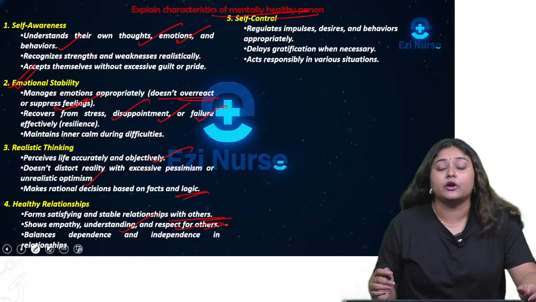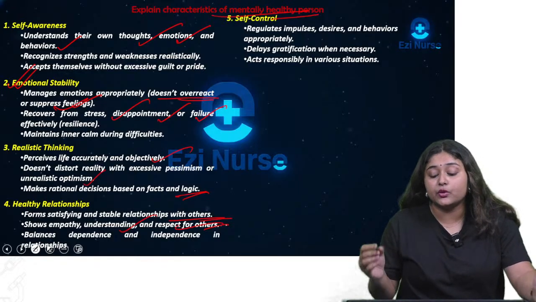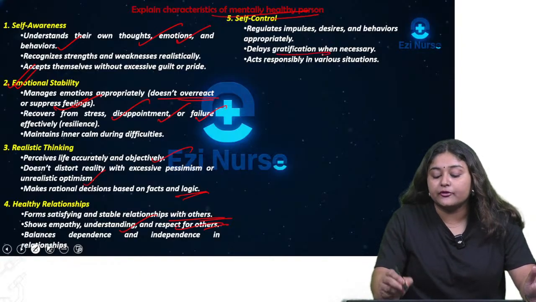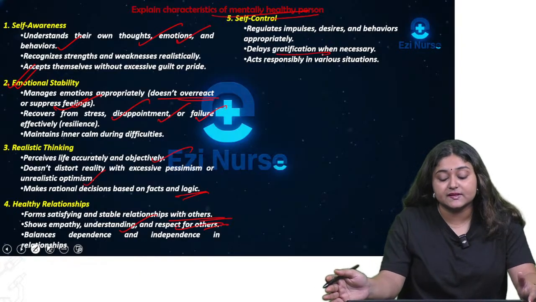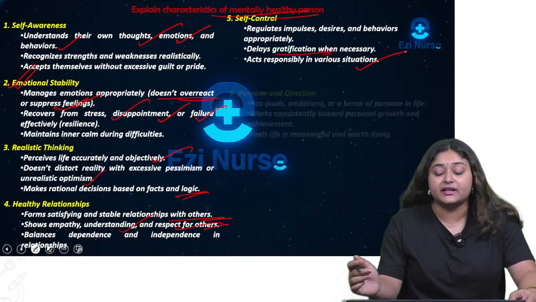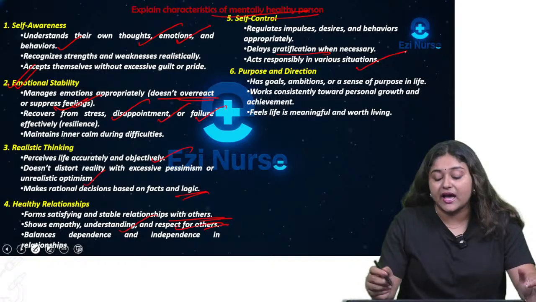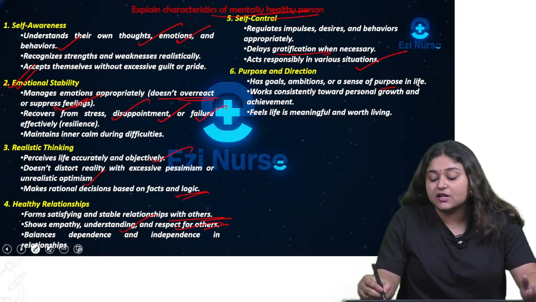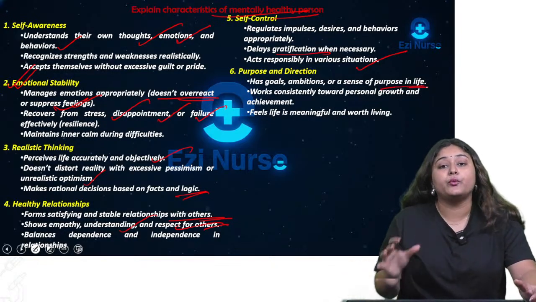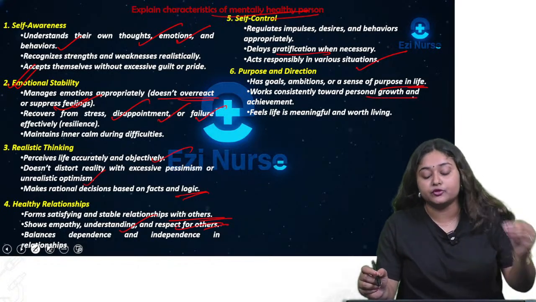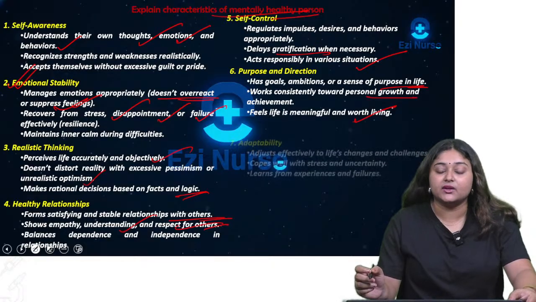Now come to self-control. In this you have to regulate your own impulses, desires and behavior appropriately, and also delay gratification when necessary and respond appropriately in various situations. Next is purpose and direction. So what is this? You have to have goals, ambitions and a sense of purpose in life. You have to work consistently towards personal growth and achievement, and also feel that life is meaningful and worth living.